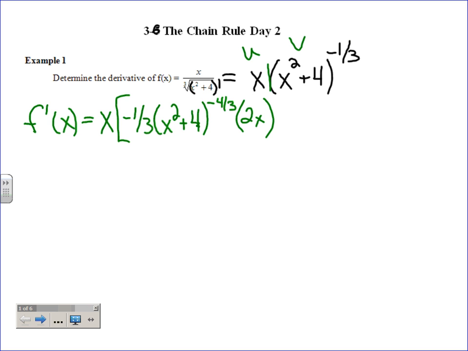And 2x came from where? Derivative of the inside. Or if you like that f of g of x kind of thing, that was the derivative of g of x for that inside. This negative 1/3 and the negative 4/3 was kind of the derivative of the f. And don't get lost. We are just in product rule. It just happened that chain rule popped up. And so plus.